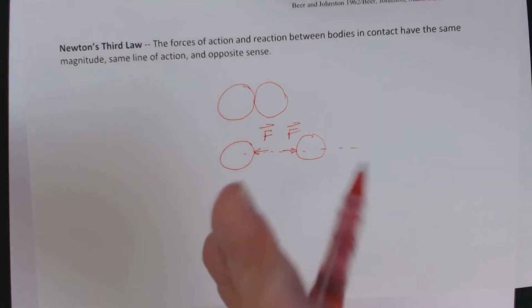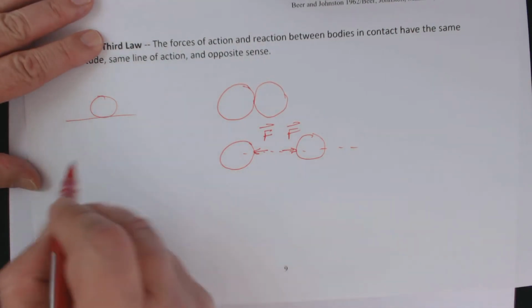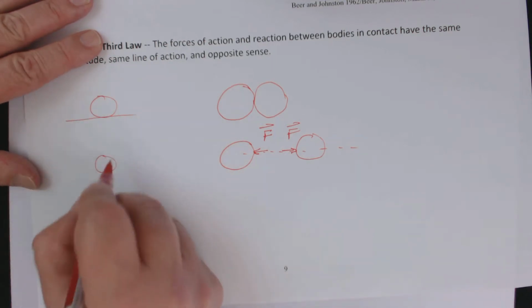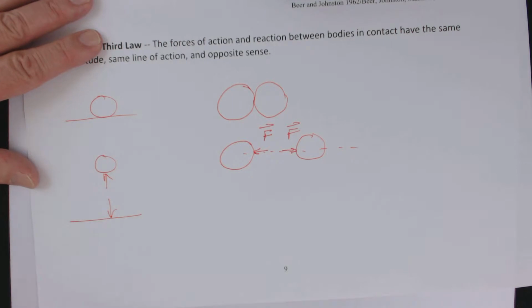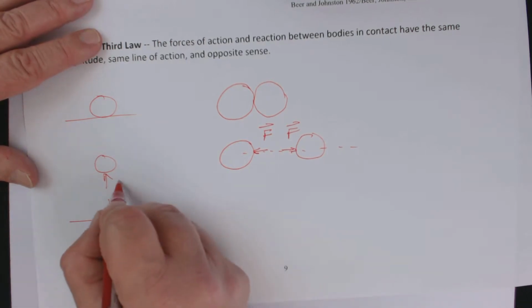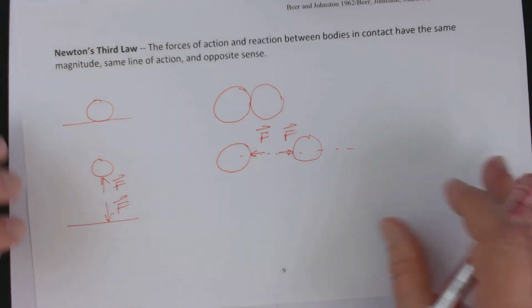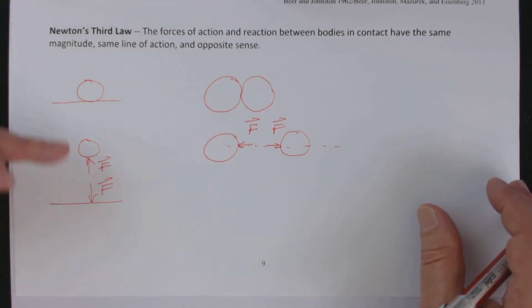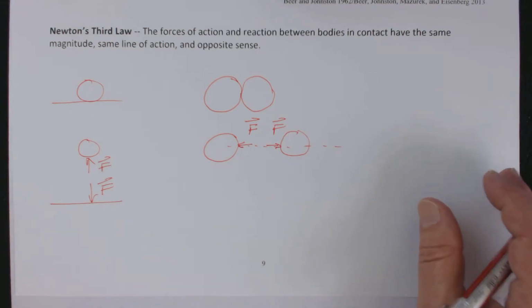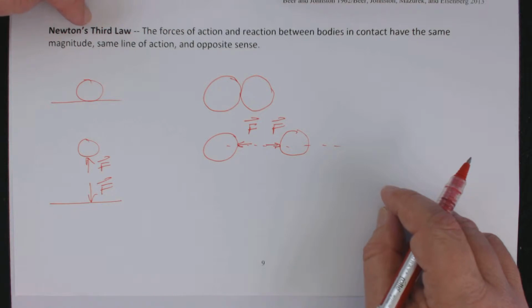Or if it's something sitting on a surface, let's say you've got an object sitting on a surface, then the object is being pushed upward and the surface is being pushed downward. And so this would be F and F. And usually for bodies in contact like that, the force has to be compression unless there's a positive linkage between the bodies. So that's what Newton's third law is.